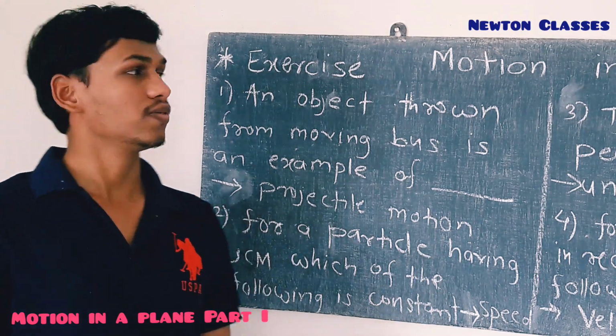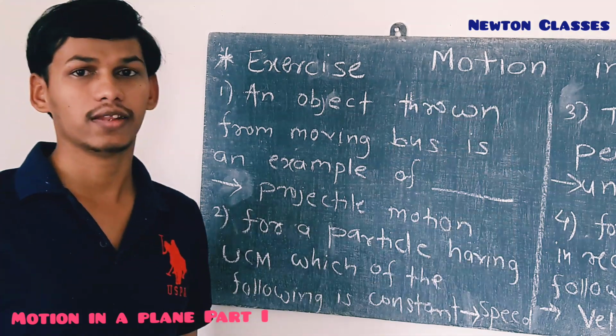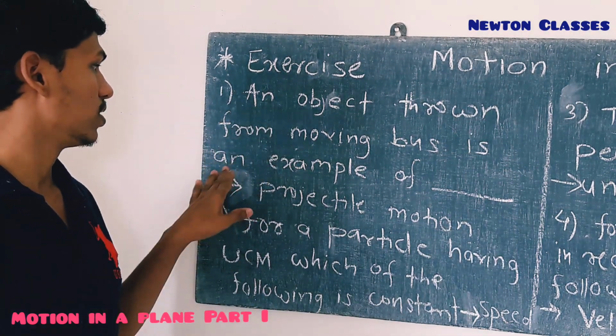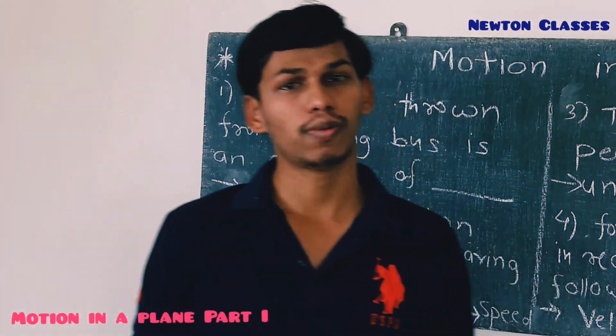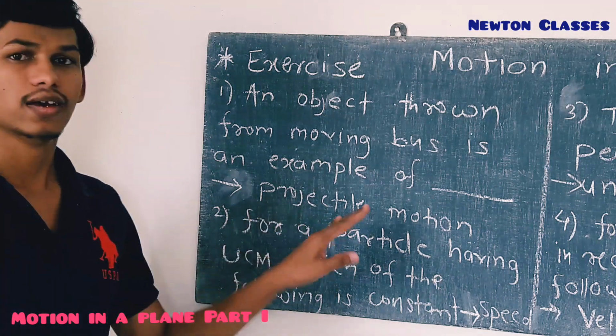Hello friends, today we will discuss the exercise of the third topic of the 11th physics, motion in a plane. So the first MCQ is: an object thrown from a moving bus is an example of what? We know when any object is thrown from the bus, it will follow the path of projectile motion. Therefore, the answer of the first MCQ is projectile motion.